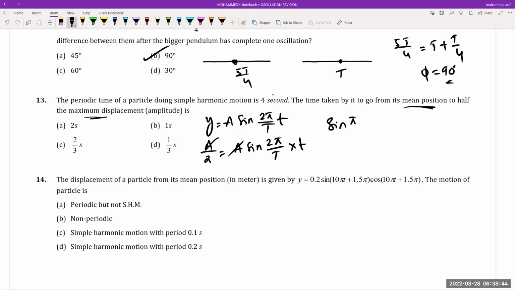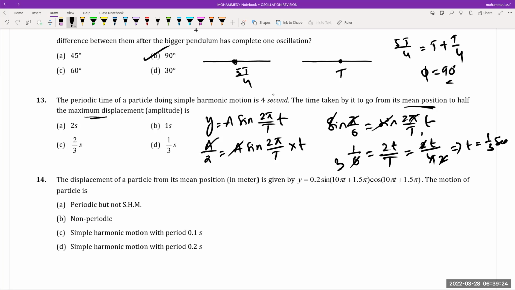This will be sine pi by 6, equal to sine of 2 pi by capital T into t. Sine and sine get cancelled, pi and pi also get cancelled. So 1 by 6 equals 2t divided by capital T. What will be the value of t? The periodic time of the particle during SHM is 4 seconds, so capital T is 4 seconds. 2t divided by 4: 2 ones are 2, 2 twos are 4, 2 threes are 6, so the value of t will be 1/3 seconds.